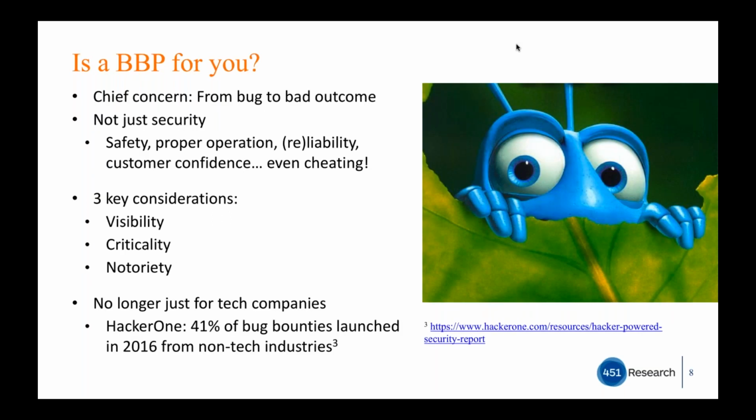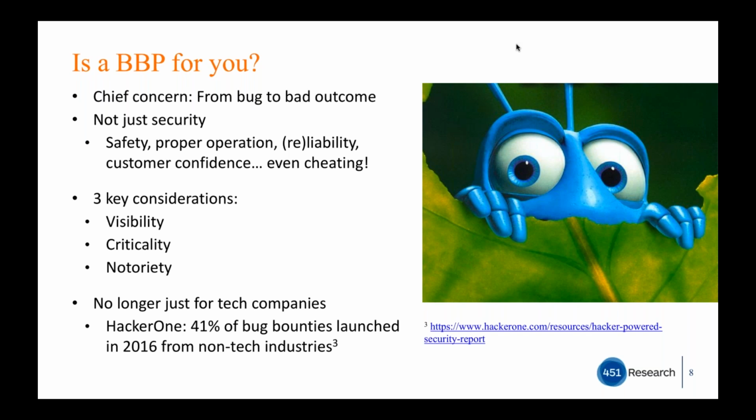So that begs the question, is a bug bounty program for you? As you consider this, you have to consider what your chief concern is, or what it should be, when it comes to the discovery of a bug or a defect in your software: that you don't participate in what happens after it's discovered. It can go from being a bug that can be fixed, remediated, and solve a problem, to a bad outcome, regardless of whether the issue is exploited or not, just from the way that the issue is handled, for example.